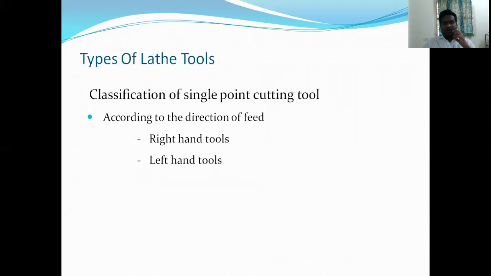Based on that, according to the direction of feed, if we are giving the feed from right to left, from tailstock to headstock, then for that operation we are using right hand tools. If we are moving our cutting tool from the left hand side to the right hand side, that is from headstock to tailstock side, those tools are called left hand tools.